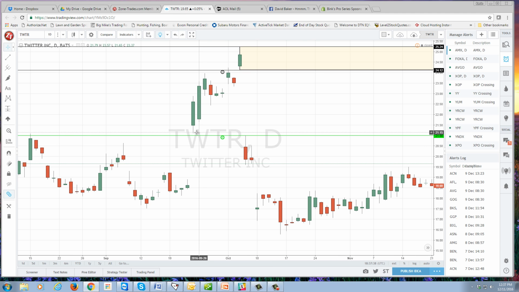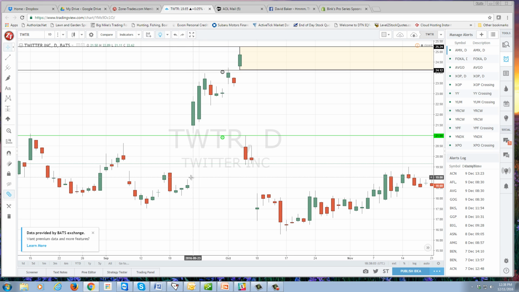Here's an example of Twitter options that were about to expire worthless. This day that it gapped up was a Friday. I had options, I believe they were $19 calls, that expired on this day. Okay, so obviously I was assuming those calls were going to expire worthless.